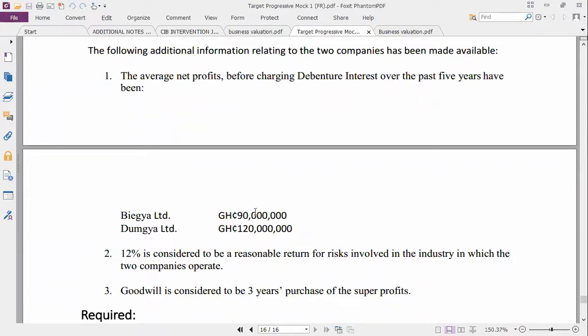Well, we said that super profit is equal to the average profit less the expected profit. Then 12% is considered to be a reasonable return for risks involved in the industry in which the two companies operate. So that is the game.